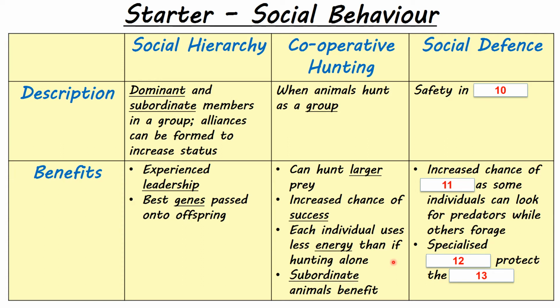And then we've got social defence as the last one. So in summary, it is safety in numbers and increased chance of survival, as some individuals can look for predators while others forage. That is 11, survival. And lastly, specialised, 12 is formations, protect, the 13 is vulnerable.